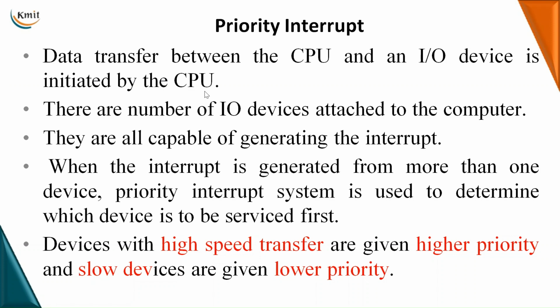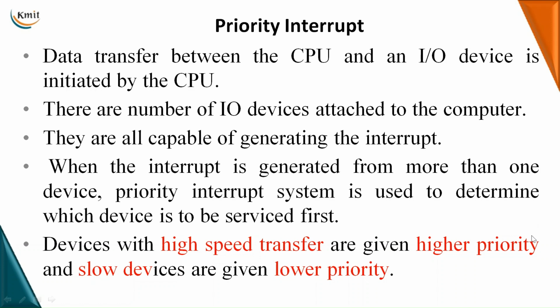When interrupts are generated from more than one device requesting CPU intervention at the same point of time, which device has to be serviced first is determined by the CPU based on the priority interrupt system. So the priority interrupt system is used to determine which device is to be serviced first when multiple devices have generated interrupt signals. In the case of priority interrupt, the devices are given certain priorities based on their transfer speed. The device with the highest transfer speed is given a high priority, whereas the slow devices are given lower priority.